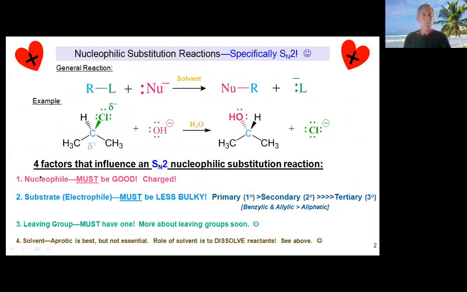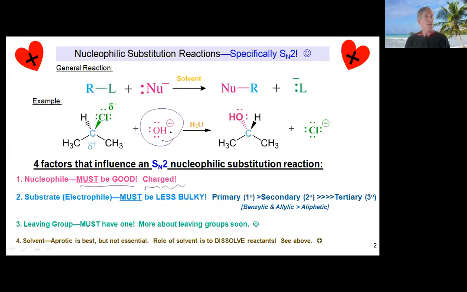For a quick review, specifically SN2 is what we covered in lectures 16 through 18. I want to talk about how there were those 4 factors that we need to keep an eye on. The very first one is the nucleophile. Let's make sure we're clear about it. It must be good. It's got to be a good nucleophile, and that means it's got to be charged. So charged nucleophiles like OH- are really good nucleophiles for SN2 reactions.